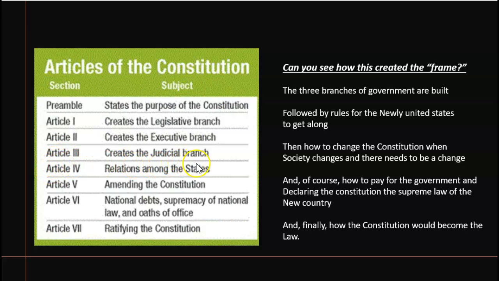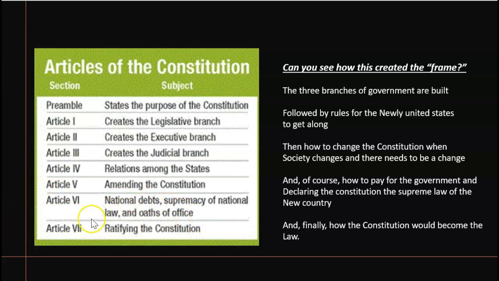Article 4 talks about states and how the states are going to get along because we're all united now, right? Article 5 talks about how they can change the Constitution. Changing and amending mean the same thing. Article 6 talks about how they're going to pay for it. And it talks about how this is the highest law of the land and what presidents and people have to say when they take their job.